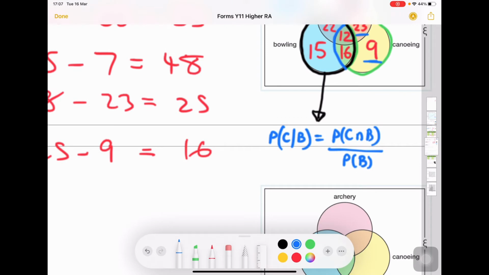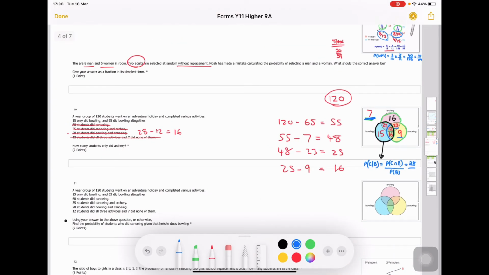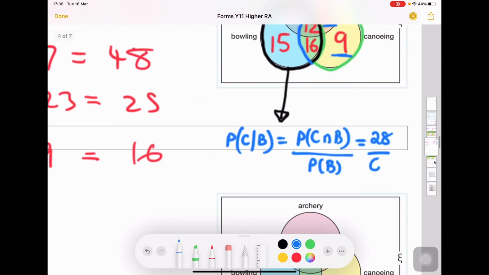So the answer will be 28, because we've added the 12 and 16 together, divided by probability of bowling. So how many people did bowling in total? I think it was 65. Yes, I just looked at the question. 65 people did bowling in total. So 28 over 65.